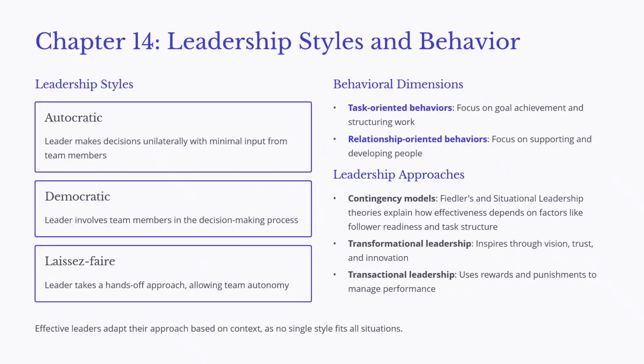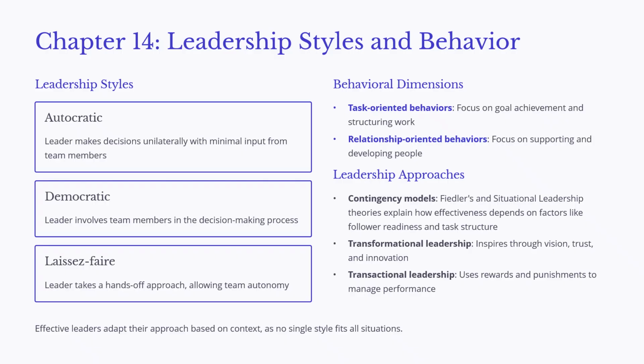With Chapter 14, it's going to shift to leadership styles and behaviors. As you read, you want to ask yourself, what makes an effective leader? What traits and characteristics predict effective leadership? And what styles can leaders use, and how do they adapt based on context? You'll also explore how transformational leadership differs from transactional leadership, and how leaders can be trained to improve effectiveness. The chapter covers 3 main leadership styles: autocratic, democratic, and laissez-faire.